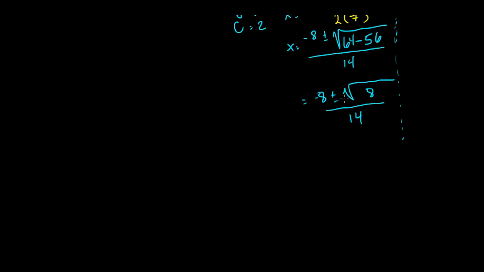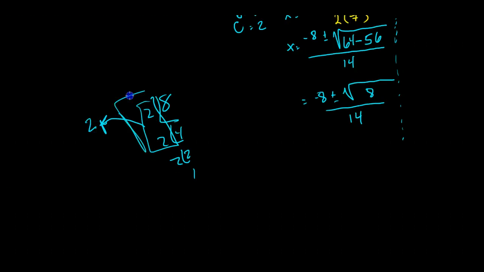Now you might be tempted here to think you're done because you can't simplify that any further, but in fact we can simplify the radical, and then we can use that information to simplify the entire expression. Remember, 8 is, let's go ahead and do this real quick, 8 is 2 squared times 2, and because we have 2 squared times 2, that 2 from the square, the square root of 4 is 2. So we've got negative 8 plus or minus 2 radical 2 over 14.